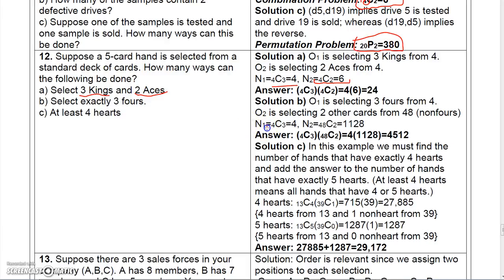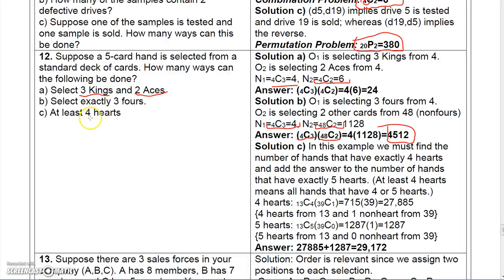How many ways can you get exactly 3 4s? Well, out of the 4 4s, you do 4 choose 3, and that tells you there's 4 ways to get 3 4s. But with those 3 4s, you got to have 2 cards that are not 4s. So there's 48 cards that are not 4s. So you have to figure out how many ways can I choose 2 cards that are not 4s. So that's 1128. Well, then you have to multiply these two together, because it's 2 operations, getting the 3 4s and then getting the 2 cards that are not 4s. So to do those in tandem, you have to multiply them, and you get 4,512 ways.